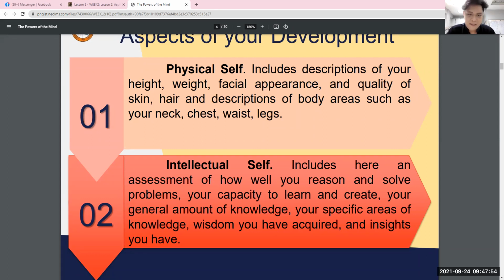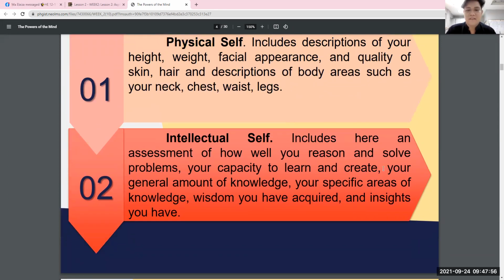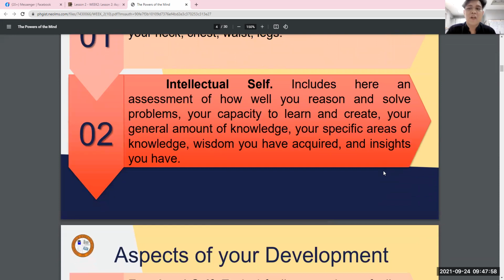Our second is the intellectual self. The intellectual self includes an assessment of how well you reason and solve problems.